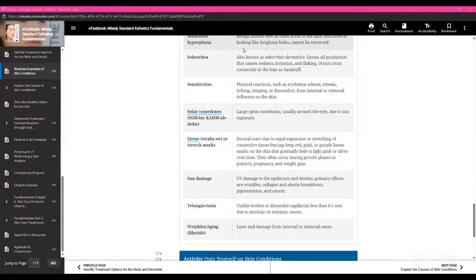Looking at sun damage, okay? So UV damage to the epidermis and dermis. As we know, the more you're out in the sun, especially unprotected, you're going to find wrinkling skin, collagen and elastin breakdown, pigmentation issues, and cancer. So here's the thing too, the melanin is great. It does block sun, but you need sunscreen. Everybody needs sunscreen. It's something we're going to preach all the time.